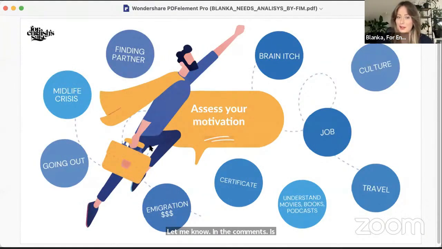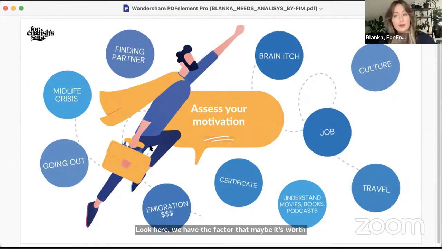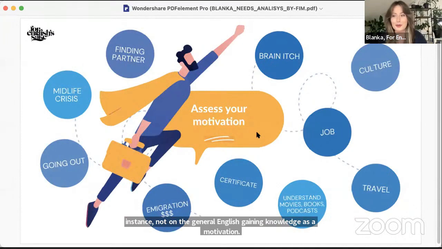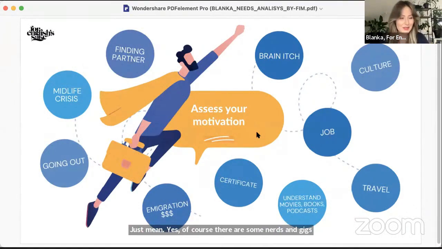Is it this desire to have a certificate and put it on the wall? Or maybe you just want to know more about the culture. Intellectual growth, self-development. Yes, why not? Learning per se. Promotions. Yes, job promotion. Look, here we have the factor that maybe it's worth putting more emphasis on business English, for instance, not on general English. Gaining knowledge as a motivation just means, yes, of course, there are some nerds and geeks who just want to learn. That's it. Business related.